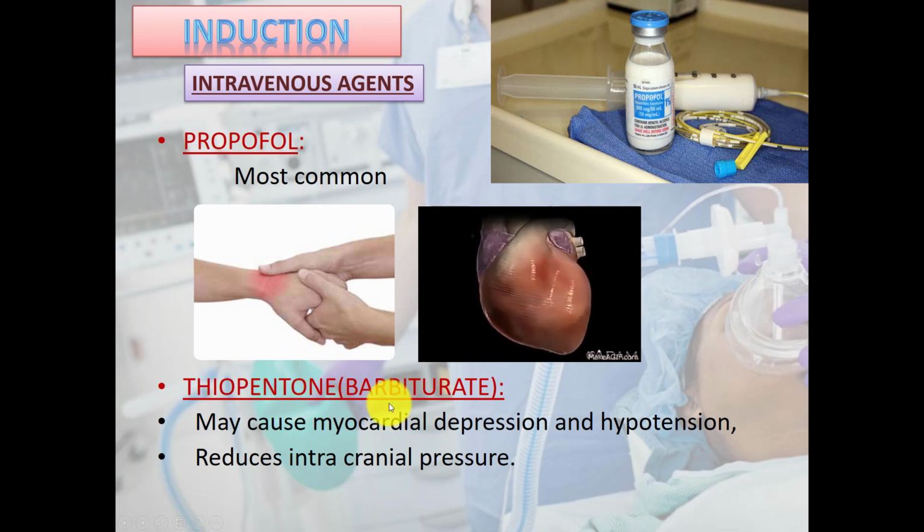Thiopentone is basically a barbiturate, and this is also used for the purpose of induction. But the problem is that it may cause myocardial depression and hypotension, so we have to be careful while inducing general anesthesia in a patient who is already in shock. But it is very good when we have to use it in a patient where there is a need to reduce the intracranial pressure.